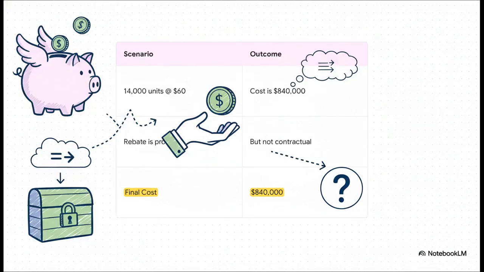Okay, now let's flip the coin. In this case, the supplier gives out rebates all the time, but it's not written down anywhere. So even though the company feels like a rebate is probably coming, look at the outcome. They're not allowed to accrue anything. The inventory cost stays at the full $840,000. The best they can do is maybe mention it as a contingent asset in the notes. The difference between these two scenarios is huge, and it really shows you how much contracts matter in accounting.